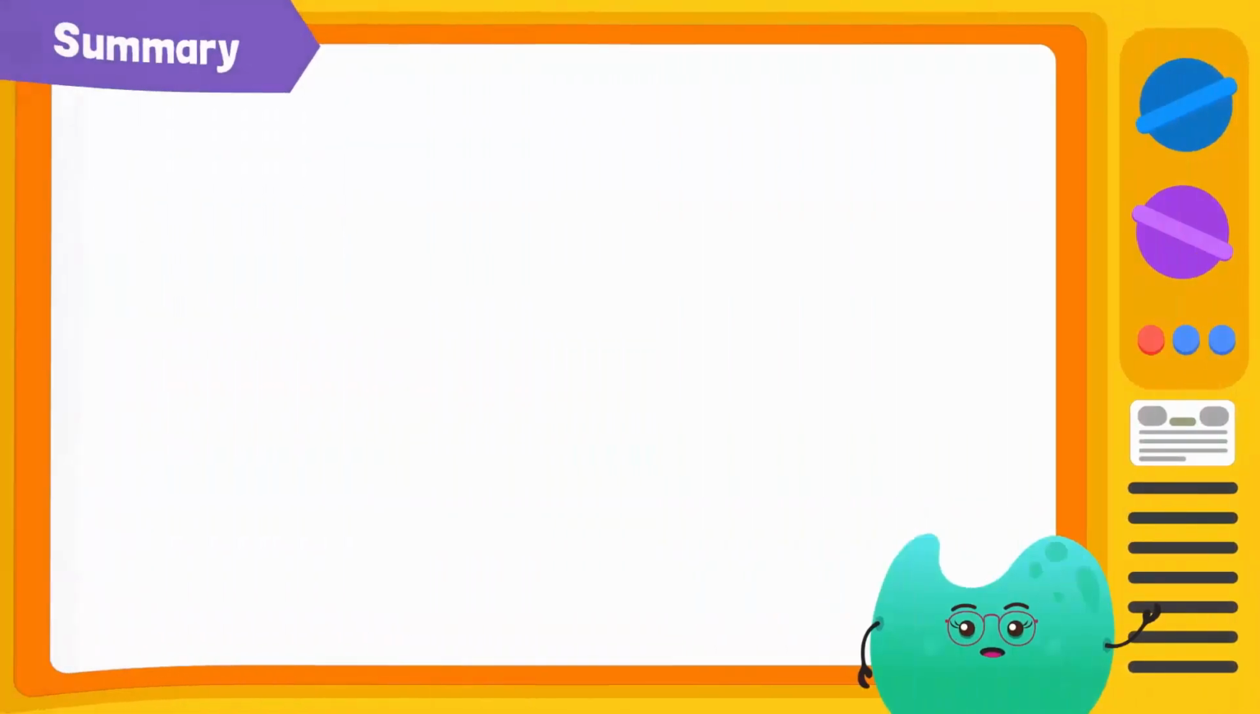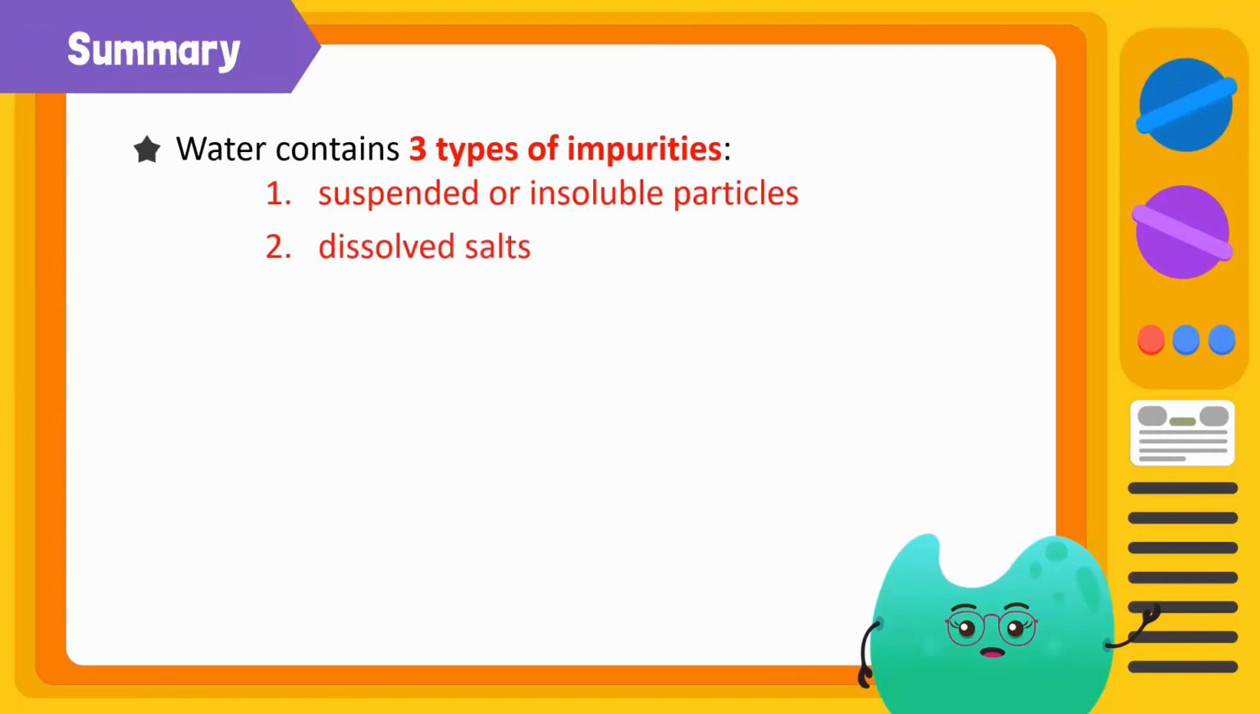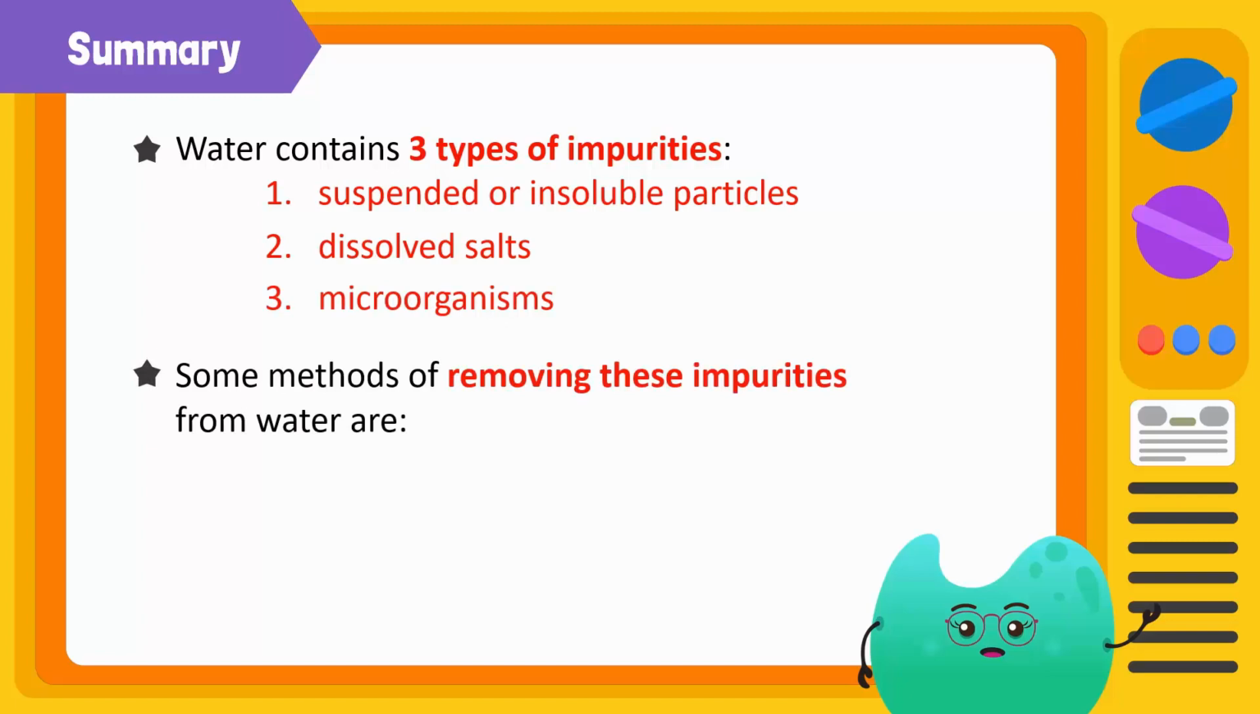Let's summarize. Water contains 3 types of impurities: suspended and insoluble particles, dissolved salts, and microorganisms. Some methods of removing these impurities from water are filtration, distillation, boiling, and chlorination.